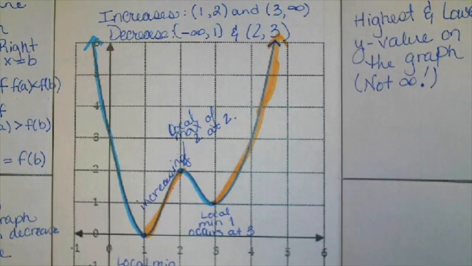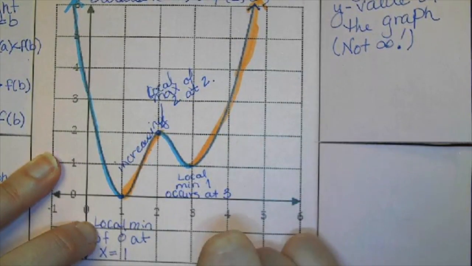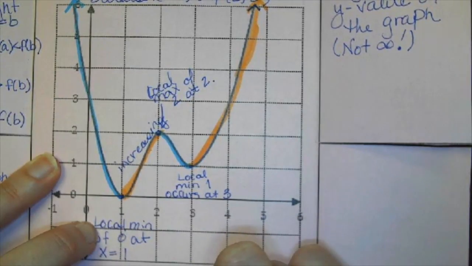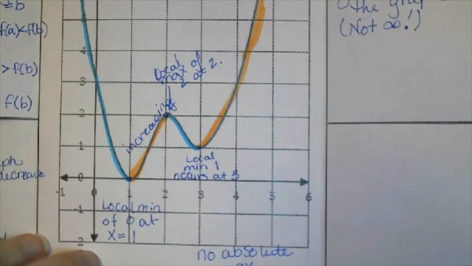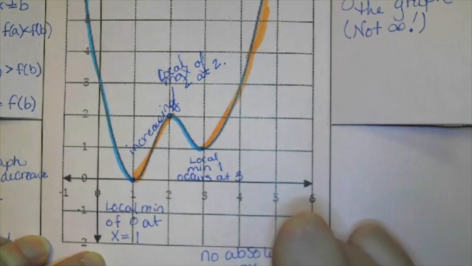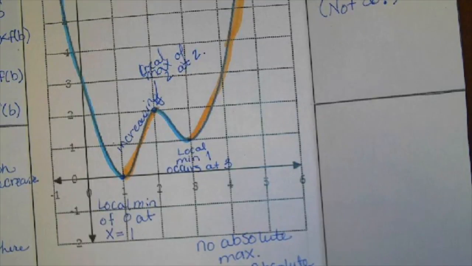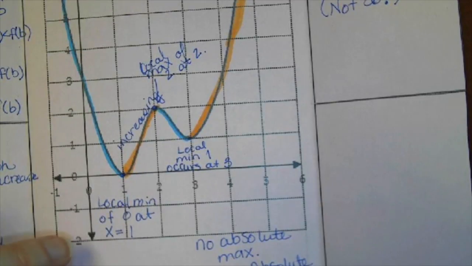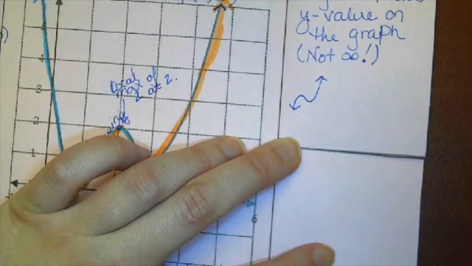Okay. So for the graph that we have here, do we have an absolute maximum? No. The y value continues to get bigger and bigger and bigger, so there is no absolute maximum, but the absolute minimum is 0. The absolute minimum is 0. Okay? So there's no absolute maximum.